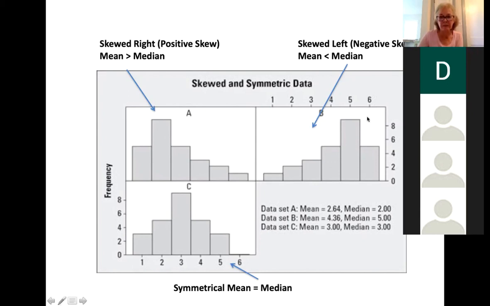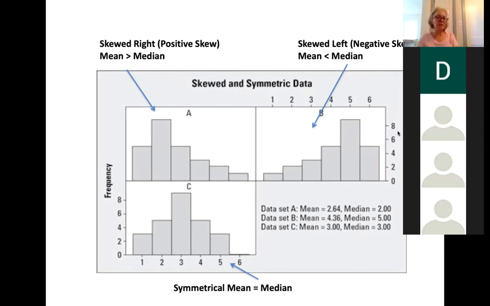Conversely, if it's lopsided like this, it is skewed, but now your bends are on the left-hand side. This is skewed to the left, and the median would be about here, and the mean would be over here, because the mean is influenced, it's dragged down by all of these small values. So when it is skewed to the left, skewed to the low end, the mean is less than the median.